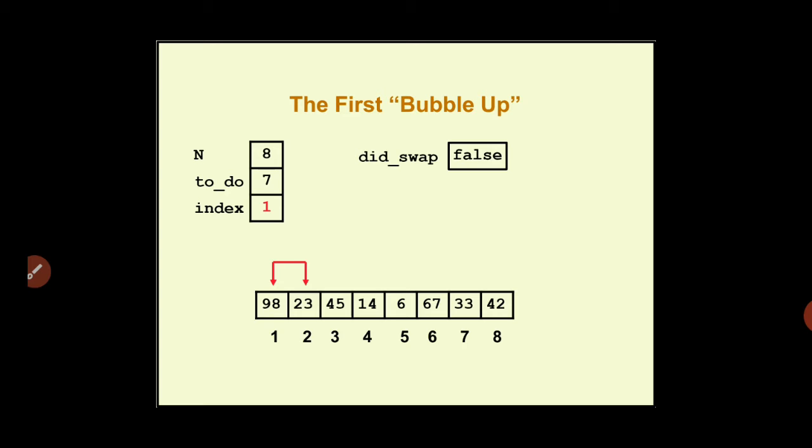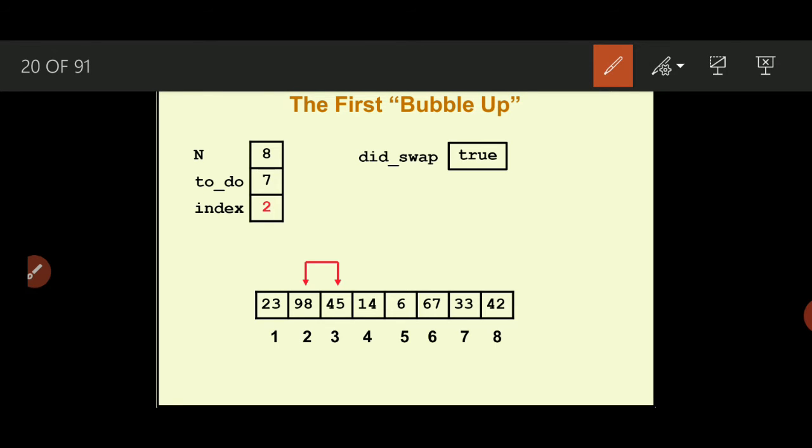After discussing that 98 is greater than 23, the values are swapped, and since swapping is called, did-swap is true. So 98 goes to the position of 23, and 23 goes to the position of 98. Index 1 is complete here, and we go to the inner loop, where index 2 is called. Here you can see the total number of elements, and this one is 7.